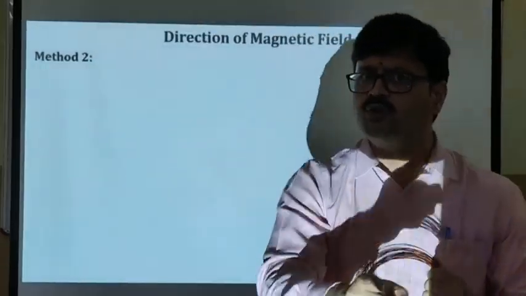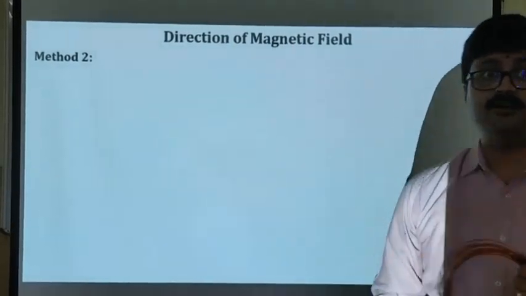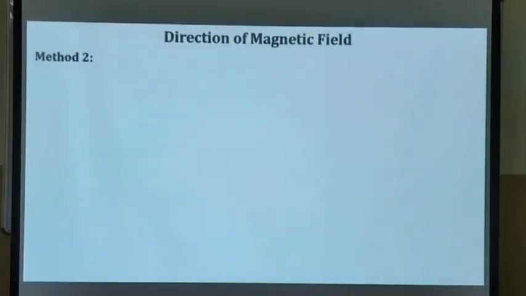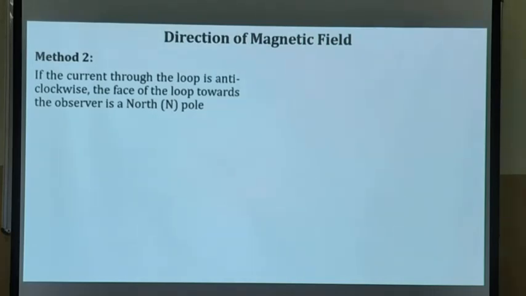Okay, now with this note, let us move on to the next part. This is the second method. In this second method, we will make the statement like this: if the current through the loop is anti-clockwise, the face of the loop towards the observer is a North Pole. I hope it is clear. It's a very simple statement, right? If the current through the loop is anti-clockwise, then the face of the loop towards the observer is North Pole. I hope you can make this out, right?